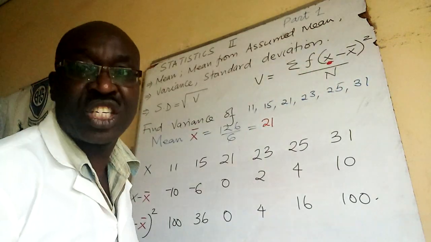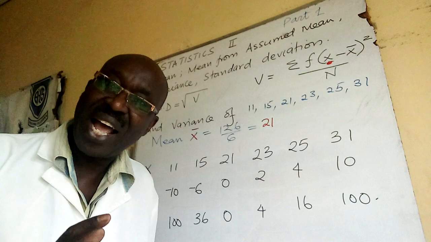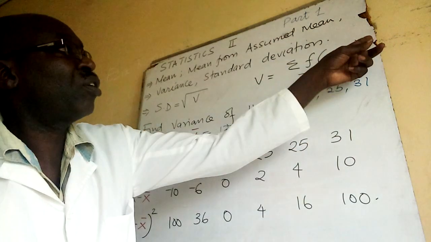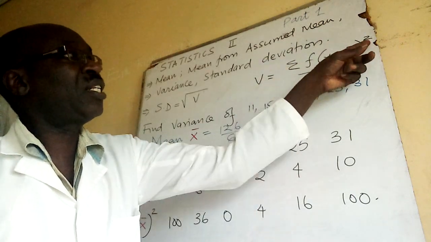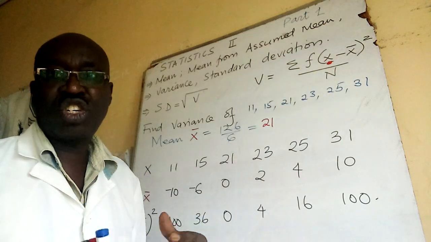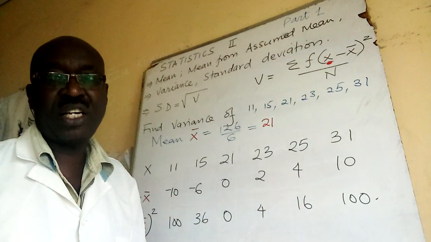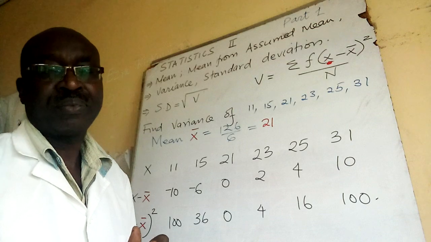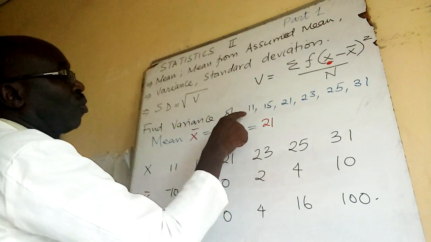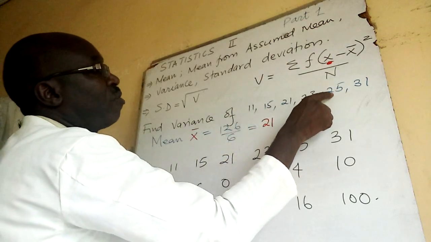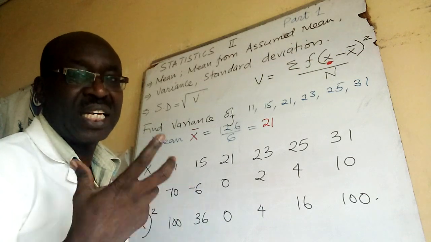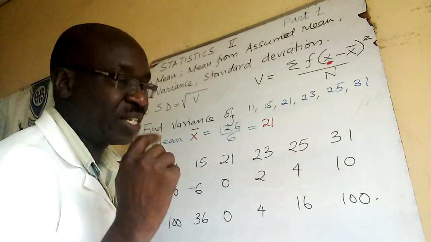So we are interpreting the formula. Bar x is mean. Then there is an operation, subtract, and there is another operation, square. n is the total frequency, the total number of items: 1, 2, 3, 4, 5, 6. So already I know the total frequency is 6.